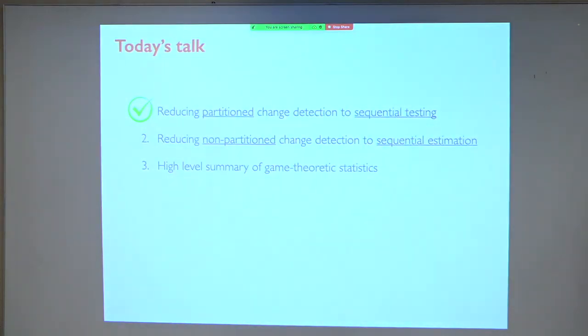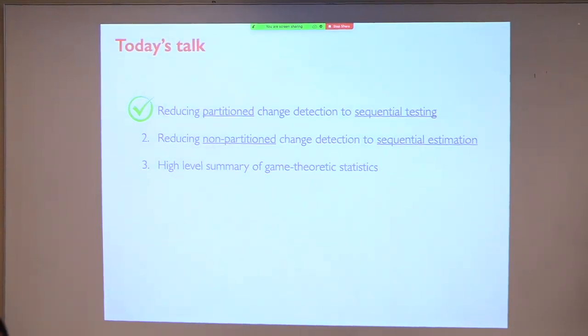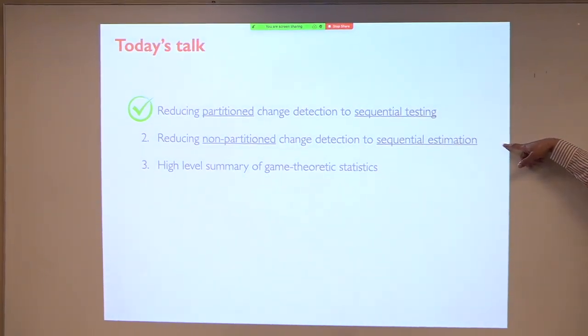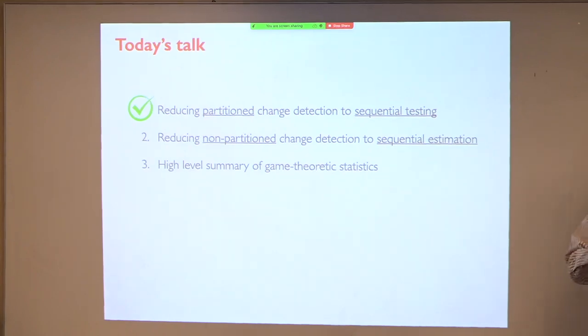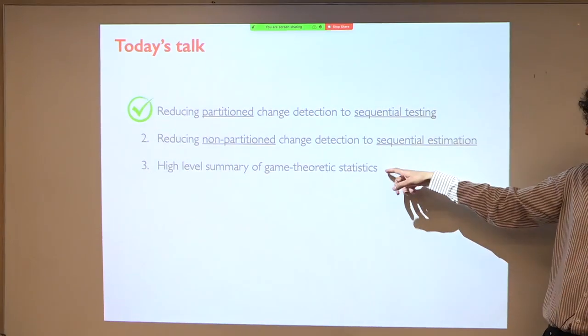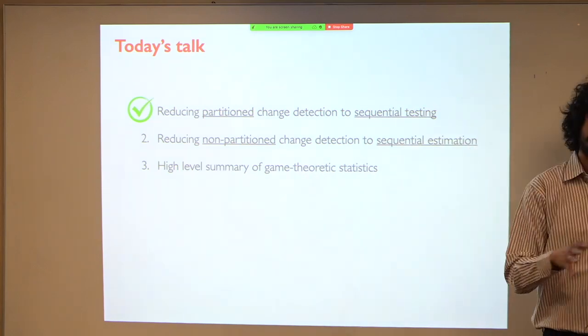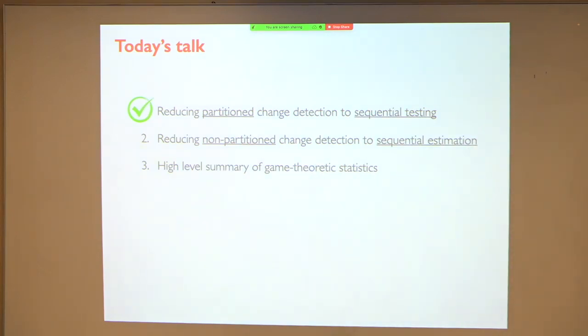Don't worry, the second part is much shorter, but let's take a break first. So maybe let's break for 10 minutes. Let's come back at 4:20, and I'll show a much shorter reduction to sequential estimation, but for the non-partition change detection case, and that should take only half an hour. So from 4:20 to 4:50, and then I'll end with about a 10-minute summary of game theoretic statistics more broadly.